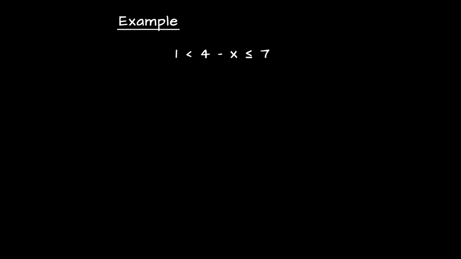This is an example of a double inequality, where one expression contains two inequality symbols. The goal here is to find all values of x such that 4 minus x is greater than 1, and such that 4 minus x is less than or equal to 7. And therefore, the way to proceed here is simply by splitting this double inequality into two separate inequalities. Once again, we want to know when 4 minus x is greater than 1, and when 4 minus x is less than or equal to 7. So we'll simply solve those two inequalities one at a time.